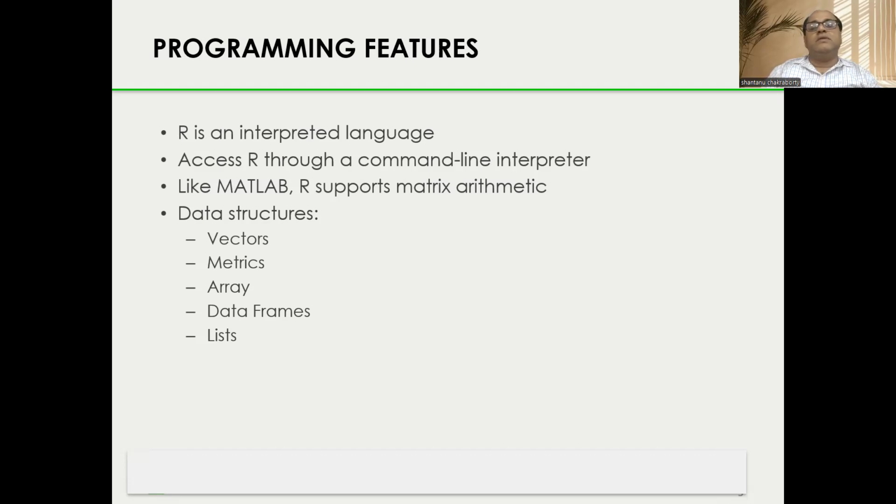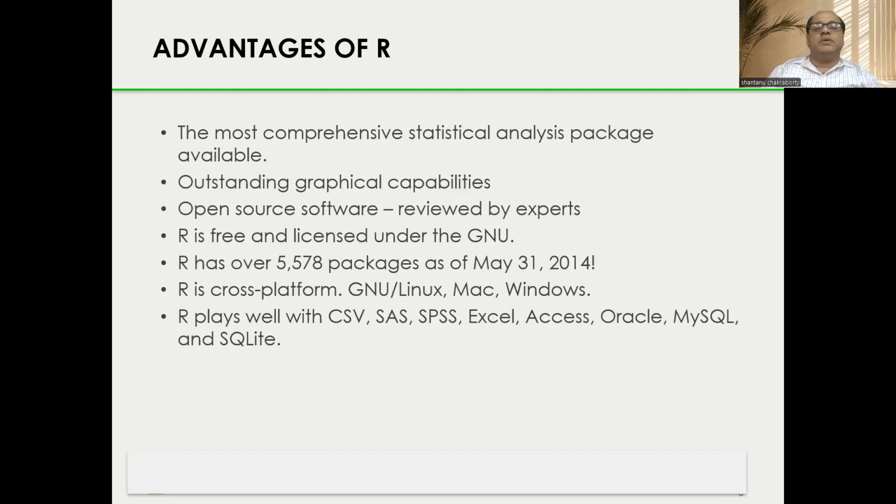We already have seen the vector, the matrix, the array, the data frame, and the list that we use in R. So these are the data structures which are supported in R programming, which can be accessed properly. R is the most comprehensive statistical analysis package available, with outstanding graphical capabilities, and it supports GNU. GNU is the General Public License, which is supported by R, and R is absolutely platform independent. Basically, it can be used on Linux, Mac, and Windows platforms.